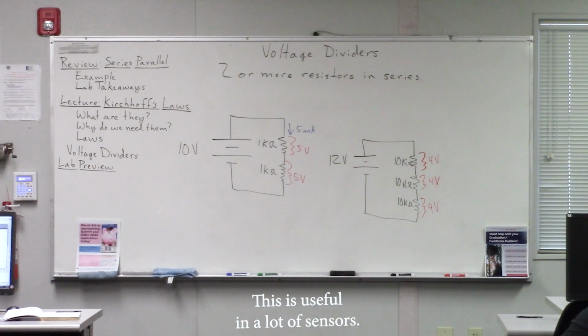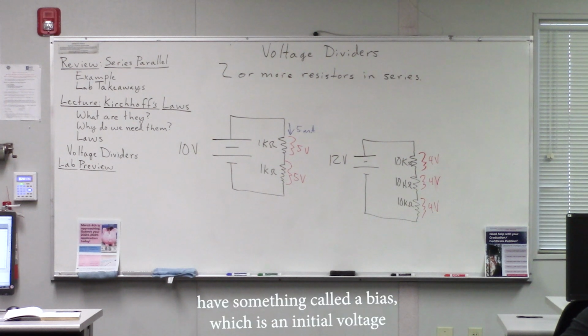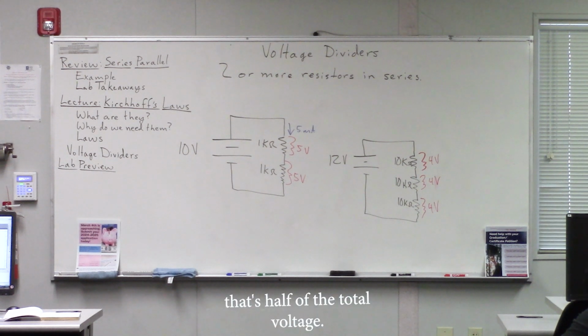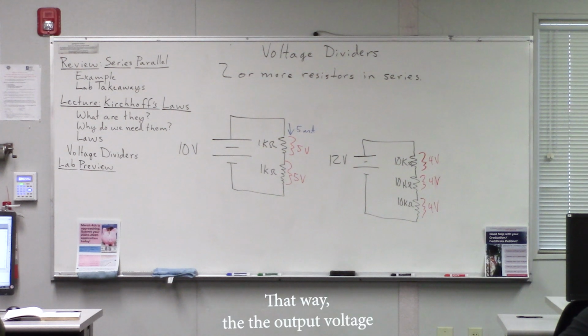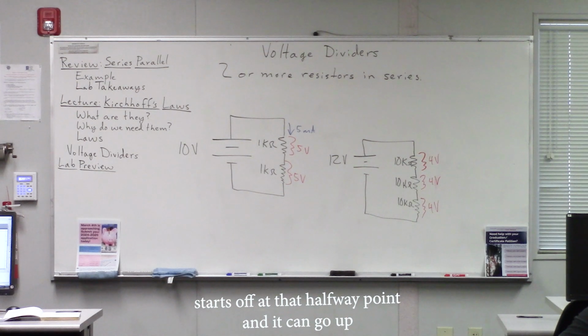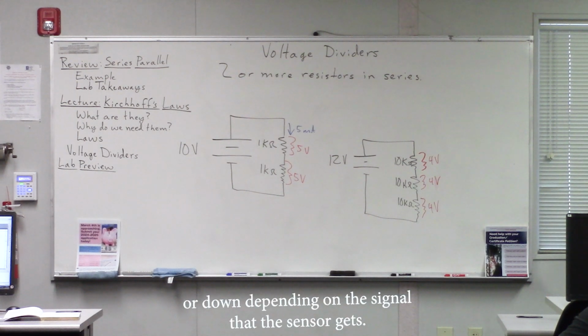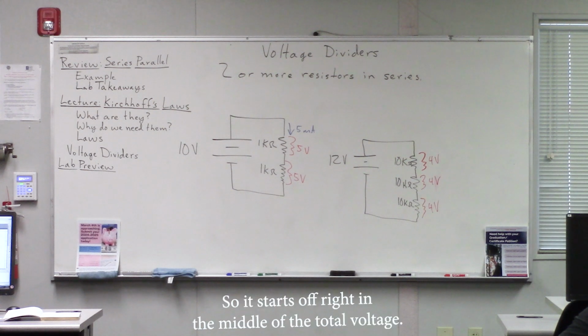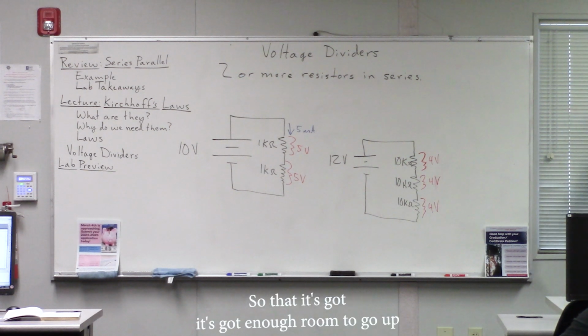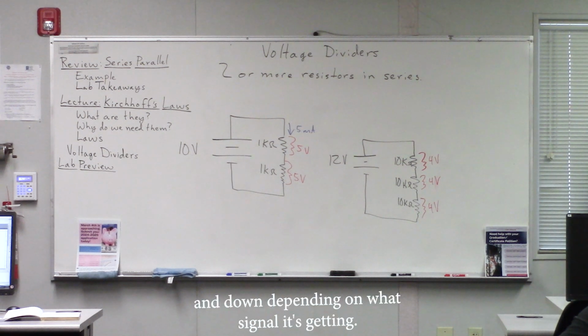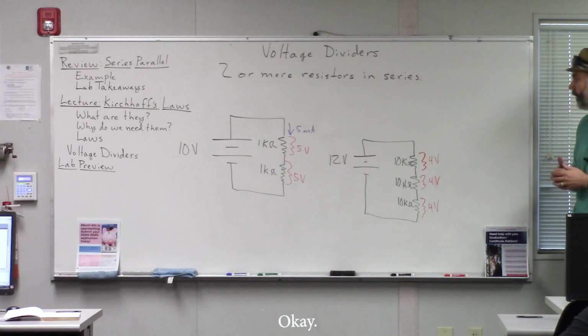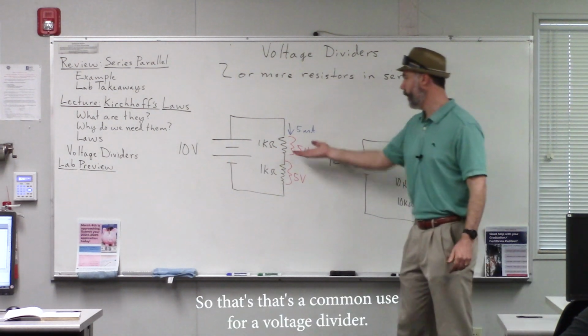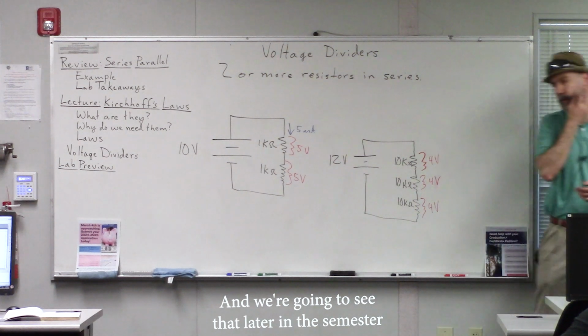Okay? This is useful in a lot of sensors. They have something called a bias, which is an initial voltage that's half of the total voltage. That way, the output voltage starts off at that halfway point, and it can go up or down depending on the signal that the sensor gets. So it starts off right in the middle of the total voltage so that it's got enough room to go up and down, depending on what signal it's getting.